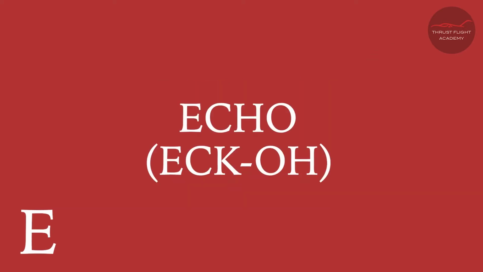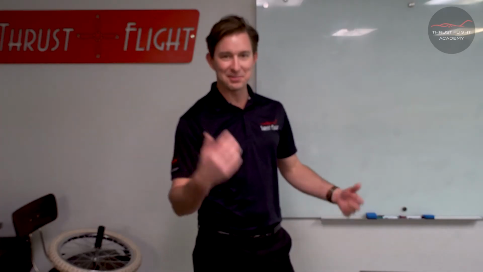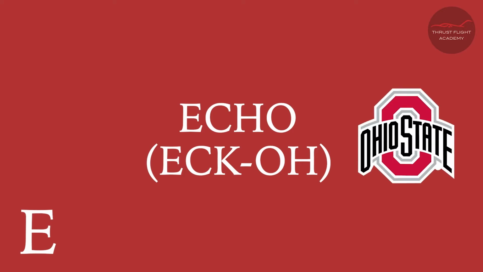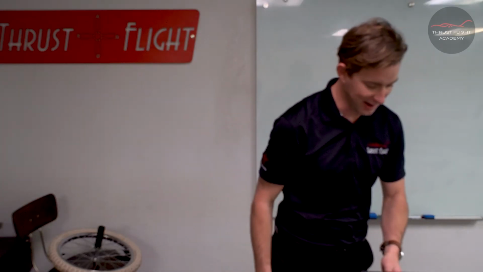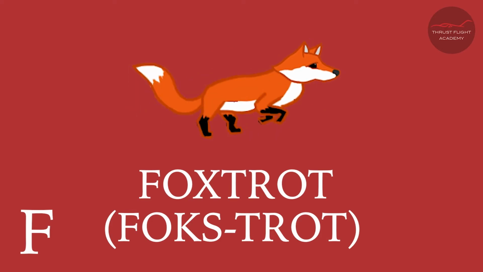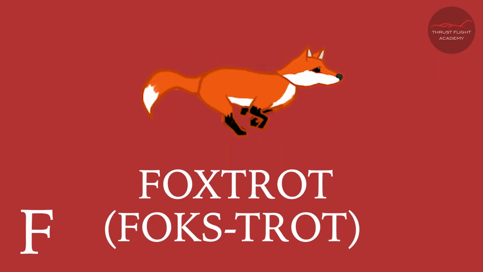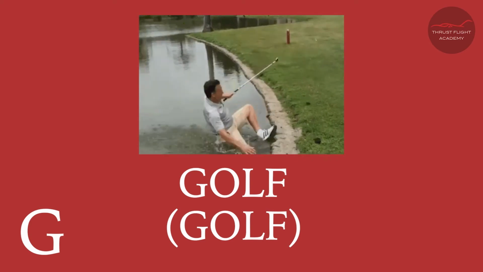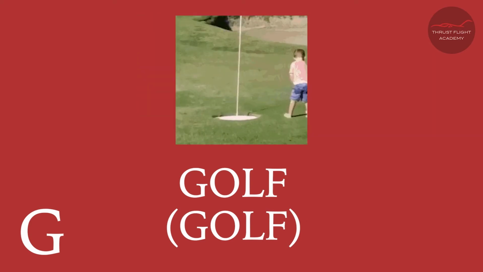E, we're going on to Echo. Echo. All right. I get paid for this, guys. It's not too bad, but all right, Echo. So Echo, for my Ohio State people, I don't know. It's pretty bad. All right, Foxtrot. Foxtrot, like a fox that likes to trot. Foxtrot. Golf. For all my golfers out there, G is for golf.